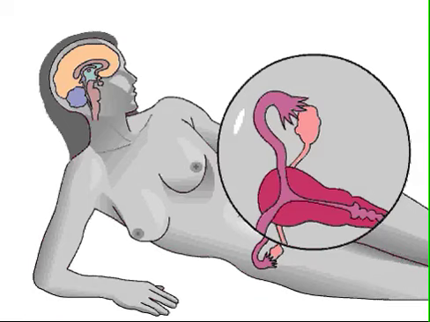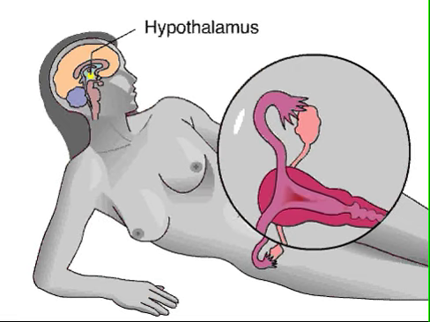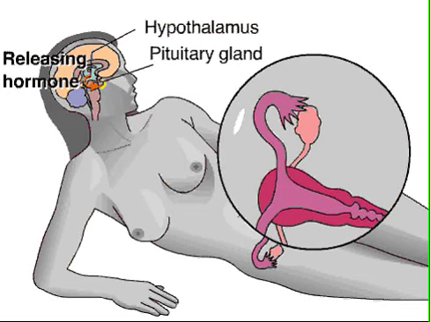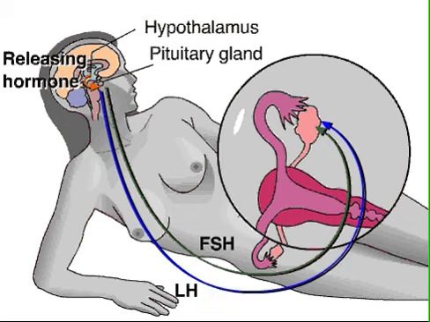The brain controls reproduction, acting via hormones produced by the pituitary gland. While a woman is menstruating, her hypothalamus begins secreting a releasing hormone which stimulates the anterior pituitary to secrete FSH and LH into the blood.